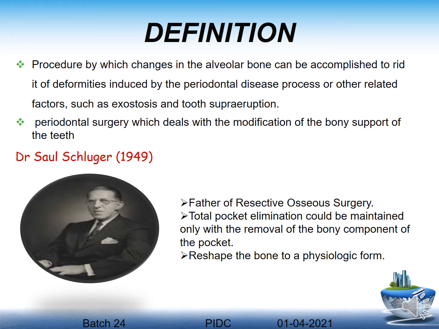This was first done by Dr. Schluger. He was termed the father of resective osseous surgery, and we also have an instrument based on his name. His thought was that total elimination of the pocket could be done only with the removal of the bony component of the pocket, and he went about doing the surgery. He reshaped the bone to get a physiologic form, thereby reducing the pocket depth.